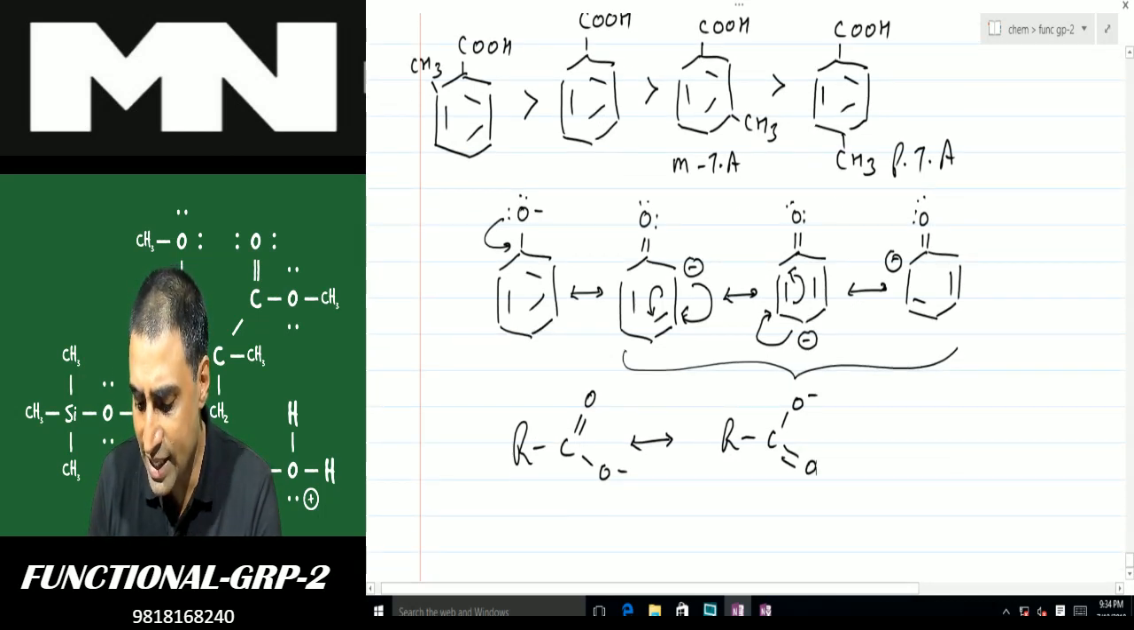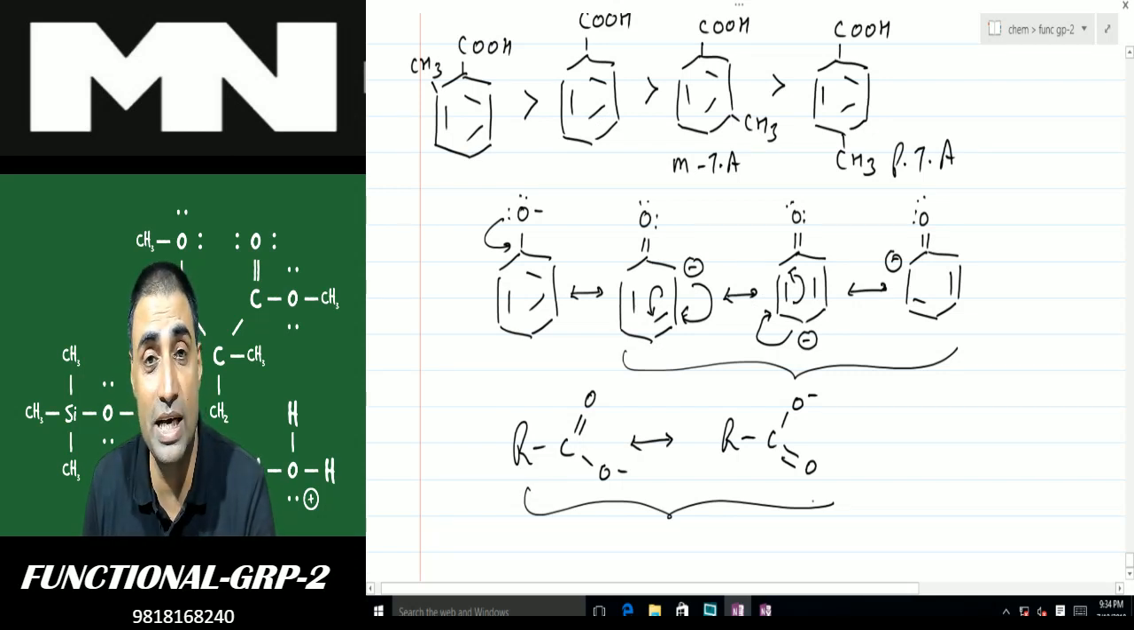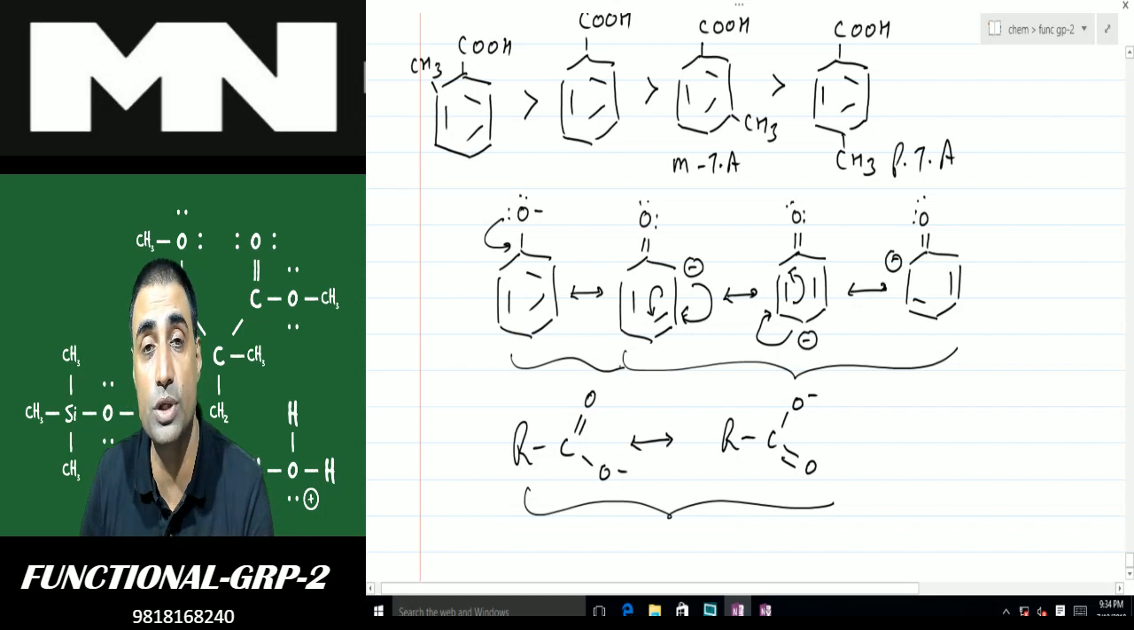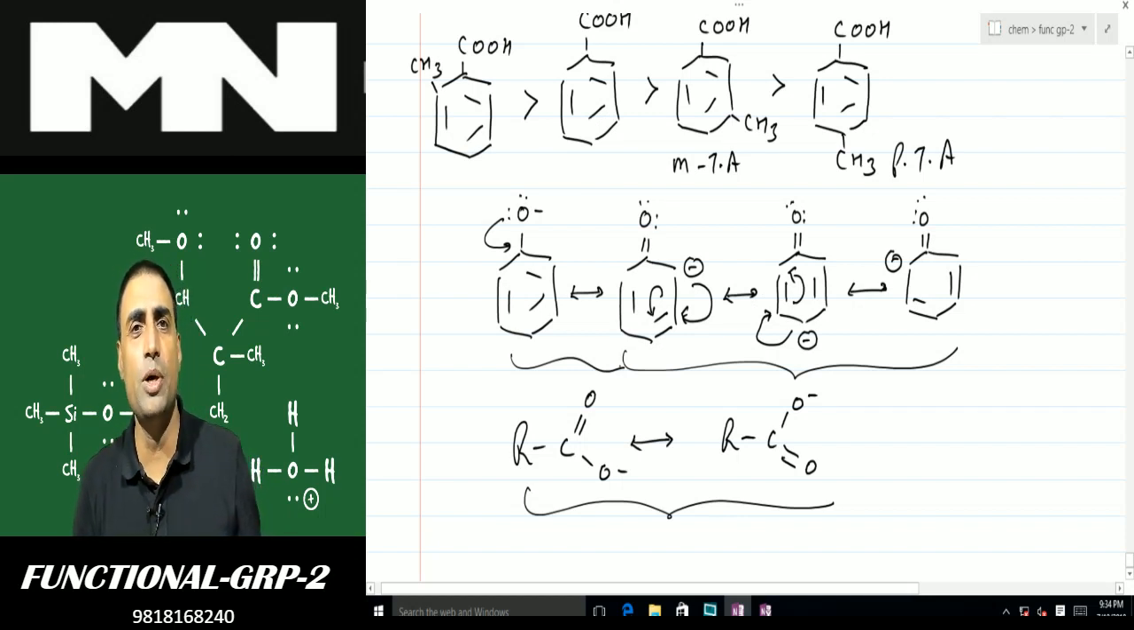So in carboxylate ion, we have only 2 resonating structures, whereas in phenoxide ion, we can include this one also. We can say that we have 4 resonating structures. And what we have done when we studied about resonance, we studied that the more the number of resonating structures, the higher will be the stability of the resonating structure.